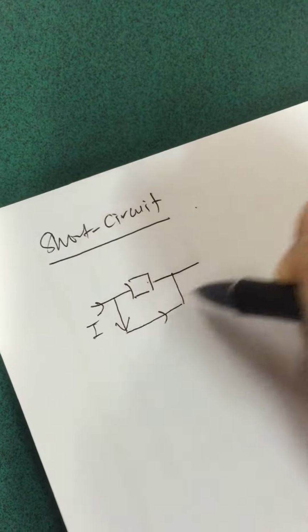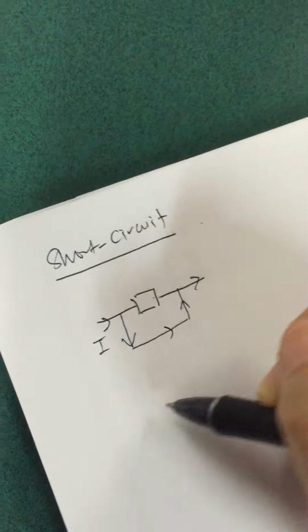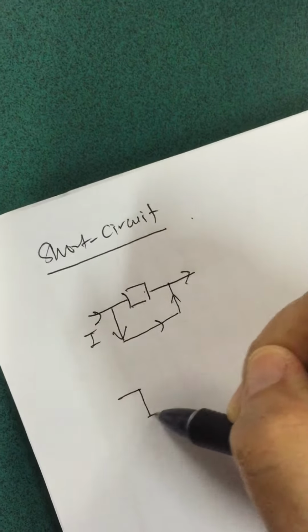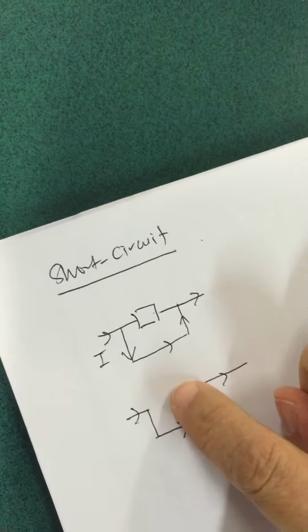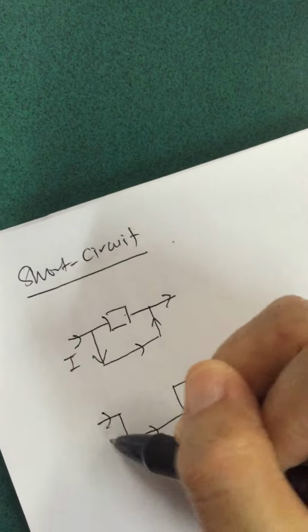It will come down here, come down here, come down here, and come down here. So in actual fact, the current just goes through like that. The resistor here is really invisible to the current there.